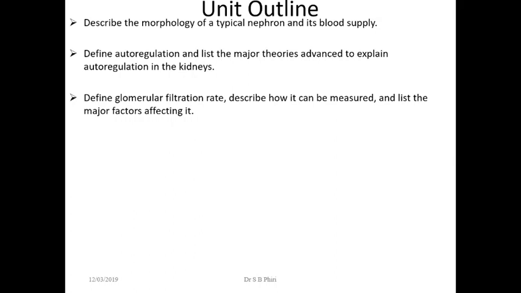So there are different methods you can use to measure the glomerular filtration rate. So what are those methods that are used to measure? Then list the major factors affecting the glomerular filtration rate. So this glomerular filtration rate, what are the factors affecting it? So you should be able to list the factors and also describe how they are affecting the glomerular filtration rate. I hope I'm communicating and you're getting what I'm saying.